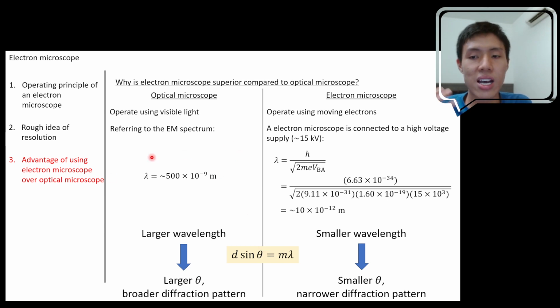So the idea is larger wavelength causes larger angle. So larger angle means you are spread out wider. For an electron microscope, it's a smaller wavelength. Smaller wavelength means smaller theta. So your diffraction pattern is more localized, it's narrow.